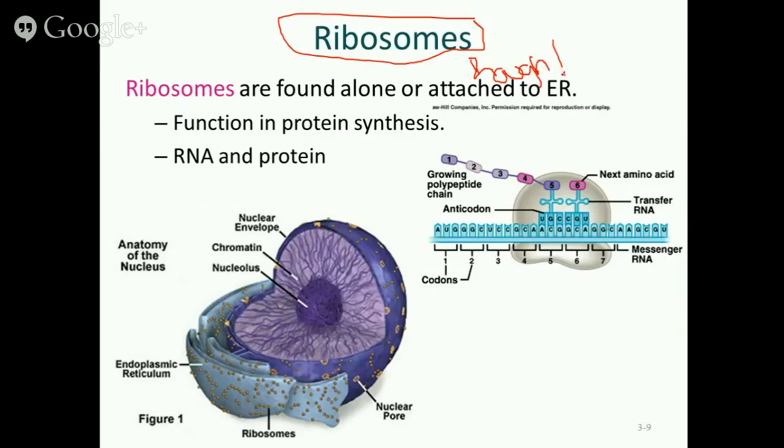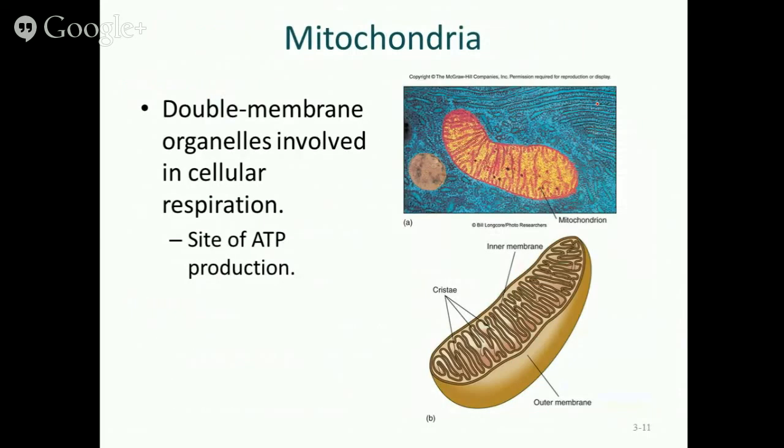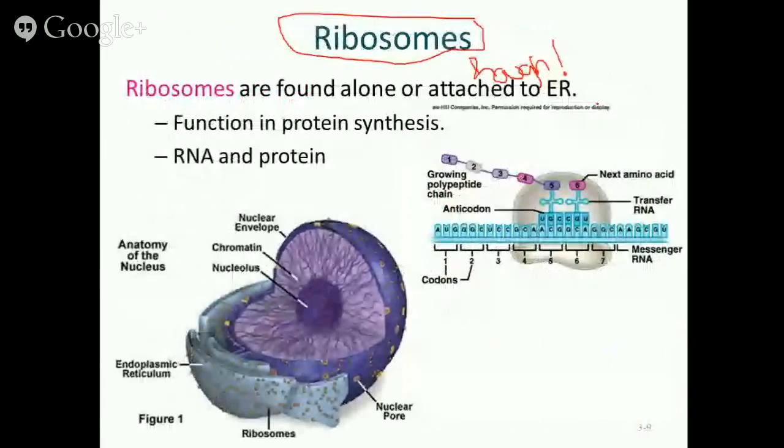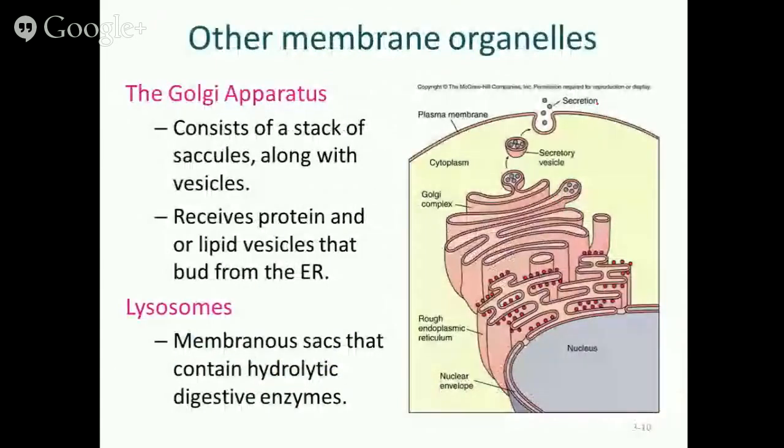Remember, the smooth ER makes lipids, and then what organelle packages all of that stuff that gets made? Right, the Golgi apparatus. That's the post office. And then we can ship that stuff to other places. We talked about the lysosome, which has digestive enzymes that can fuse with bacterial cells and kill bacterial cells.